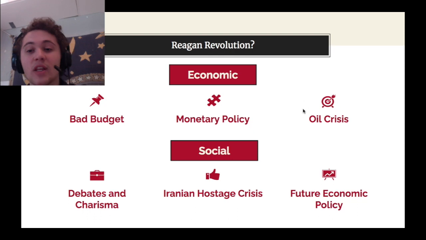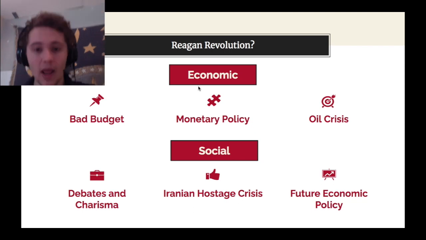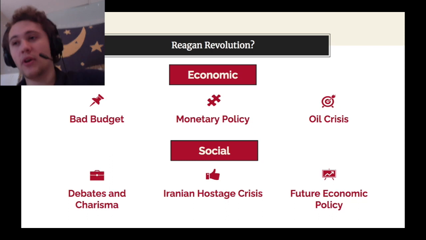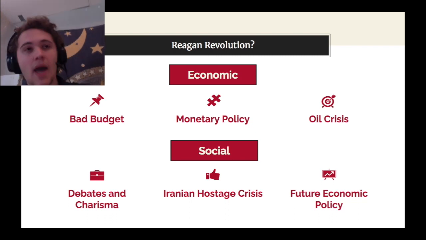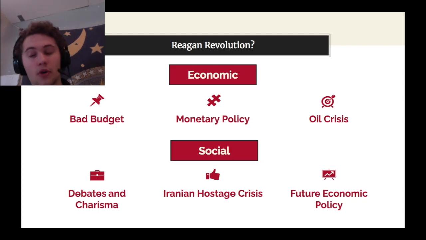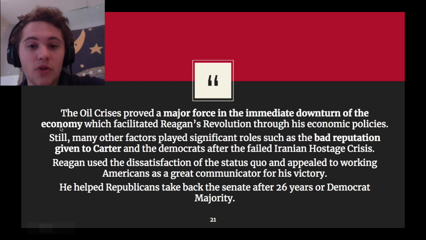So we can say that the oil crisis proved a very significant factor in putting down the economy and consequently making Jimmy Carter seem like a bad president and helping Ronald Reagan win the presidency by having him provide a solution and hope and a new perspective on domestic policy for the American people as well. And so that's our conclusion.